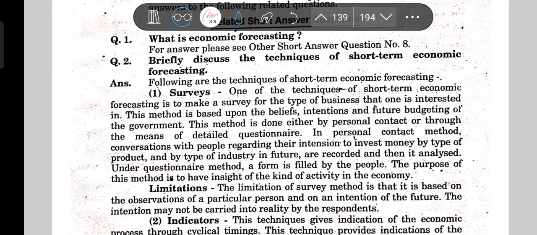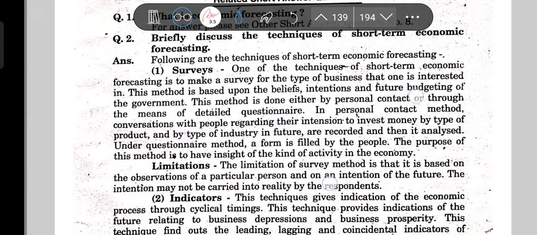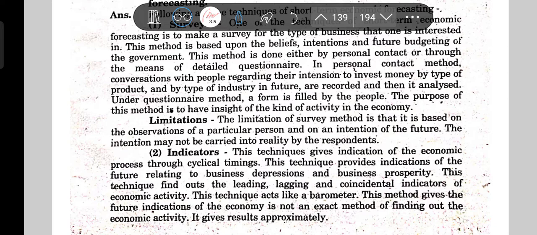In the personal contact method, conversations with people regarding their intention to invest money, by type of product and by type of industry in future, are recorded and then analyzed. Under the questionnaire, a form is filled by the people, and the purpose of this method is to have insight into the kind of activity in the economy. You must have seen that some newspapers and news channels also do this at the time of the budget: what are you expecting from the government, what is the limitation.